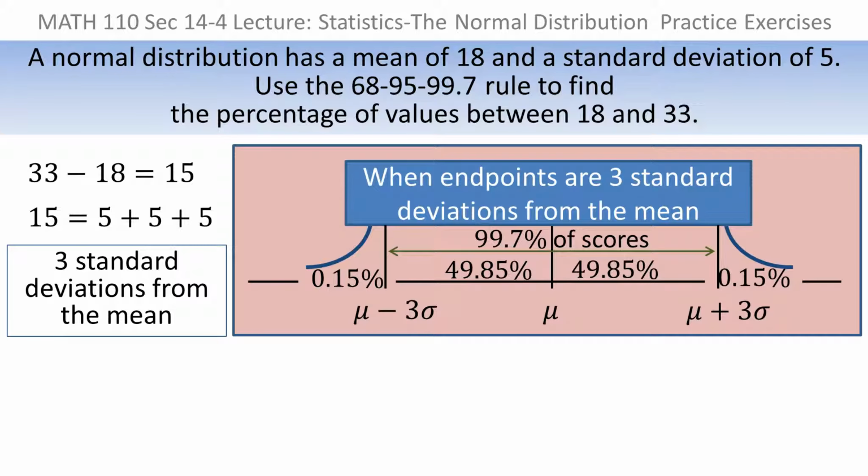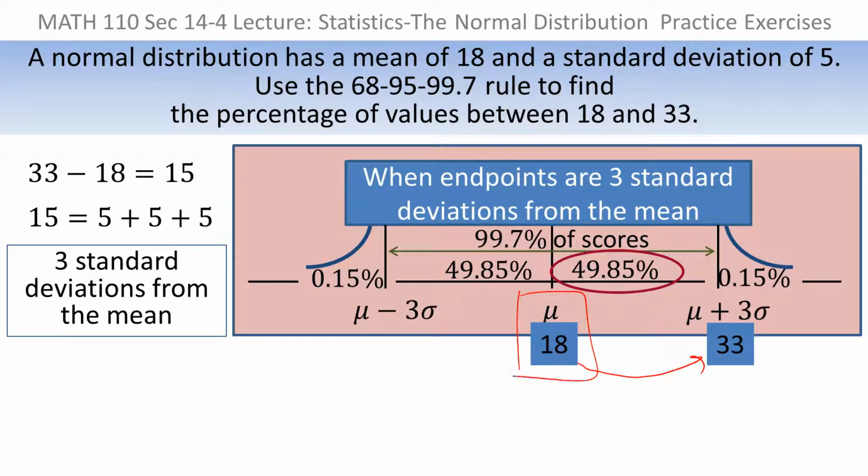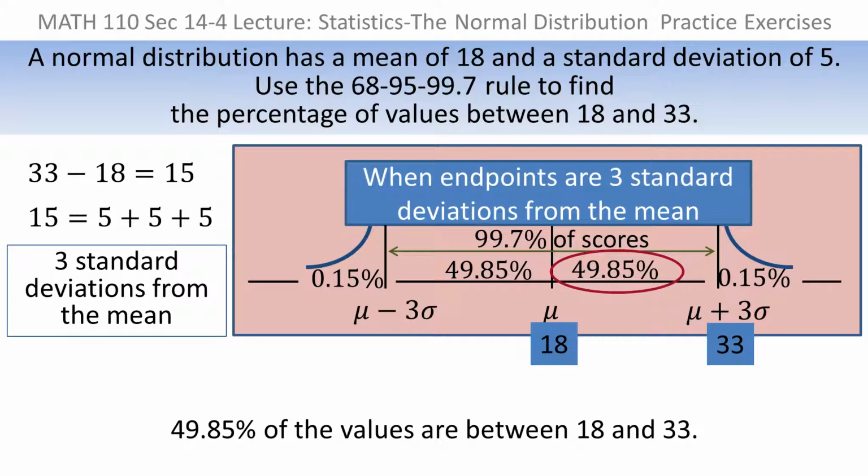When we know that the values are 3 standard deviations apart, we know that we're using these percentages. Now it's just a matter of matching them up. We want to go between 18 and 33. 33 is bigger than 18. 18 is the mean. So we would be looking at this 49.85%. So 49.85% of the values are between 18 and 33.